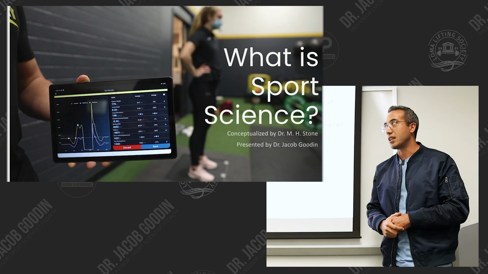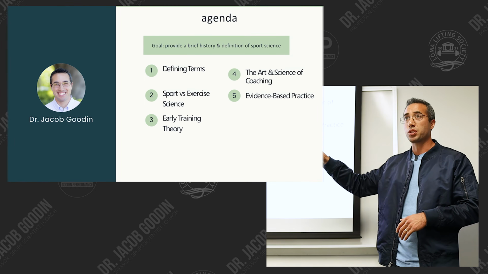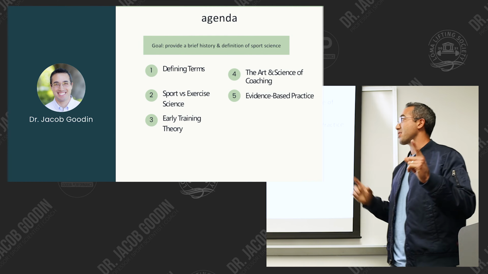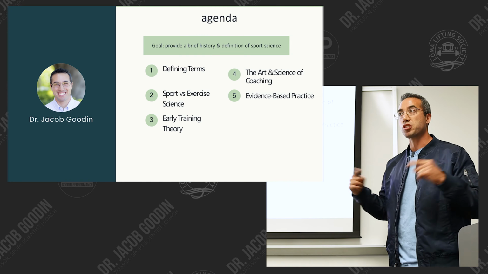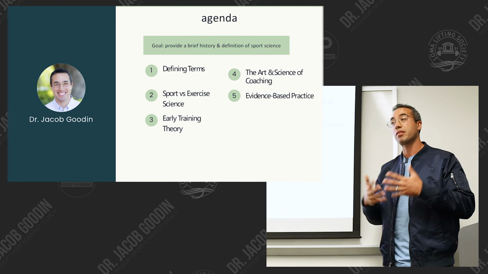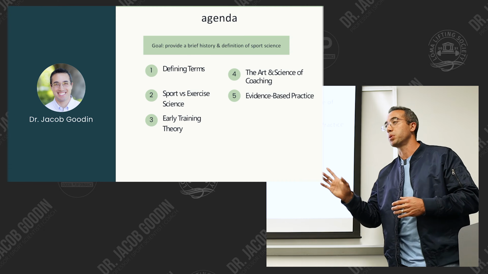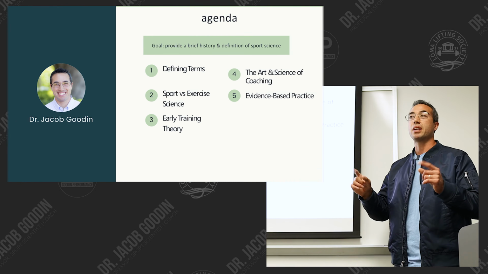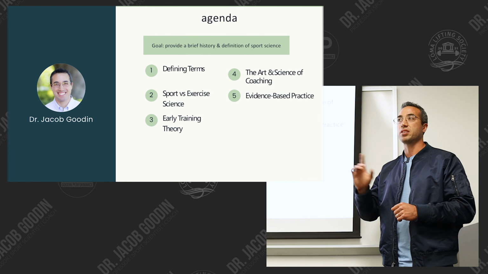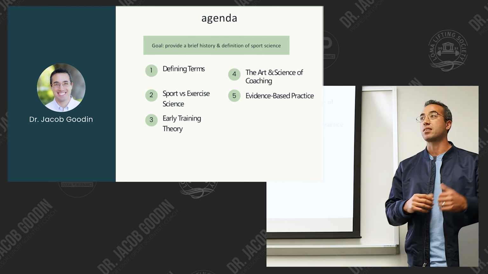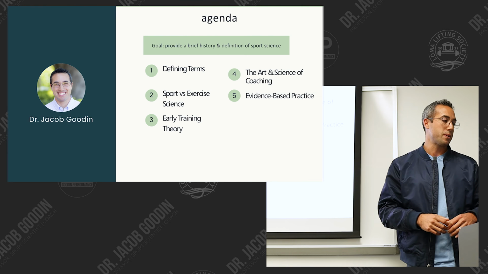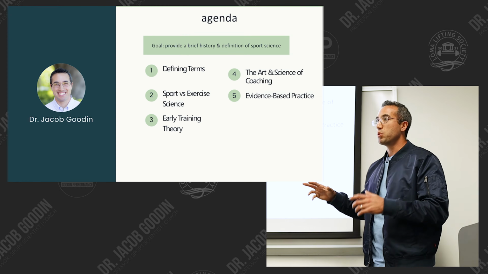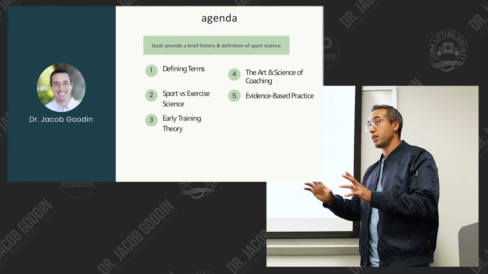So today's agenda, the first thing, we're going to define some terms, okay? Then we're going to talk about what sport versus exercise science is and the critical difference between those two disciplines. There's a lot of overlap for sure, and a lot of people glide seamlessly and effortlessly between the two, but to do so, you have to understand the difference in the research paradigms and the goal of each of those disciplines.